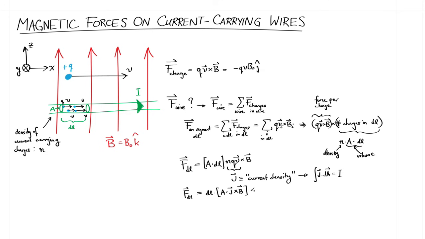But I just said earlier that the current is not a vector. So the way we're going to write this is going to be a little weird. Magnitude A times magnitude J is I. But we want this to still be a vector quantity. So the way I can make this a vector quantity is I'm going to make dl a vector, right? dl is basically a vector which is parallel to the length of that little tube that we're considering. So it's the path length here, right? Cross B.